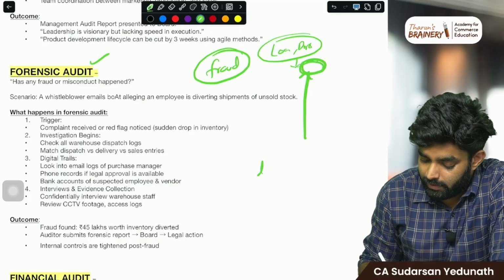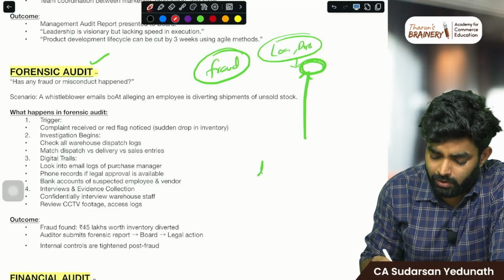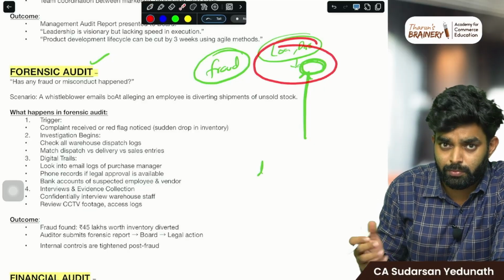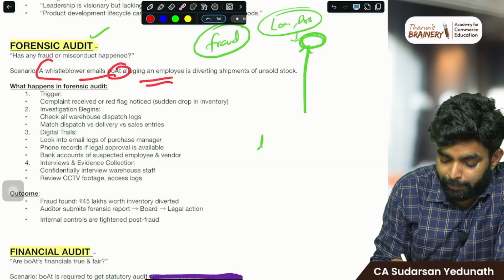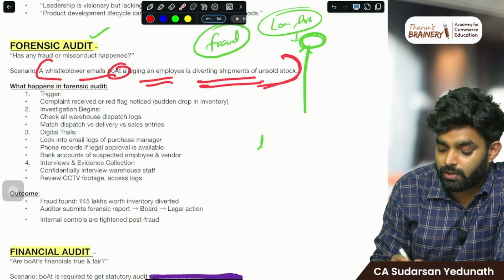See, I'll give you a simple example for this, and this is enough. I don't want to waste too much time on this. So a whistleblower emails the board alleging that an employee is diverting shipments of unsold stock.